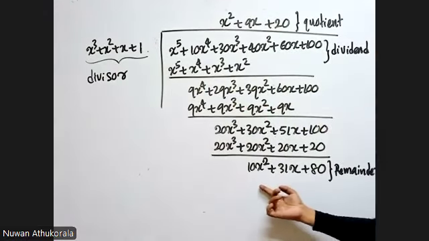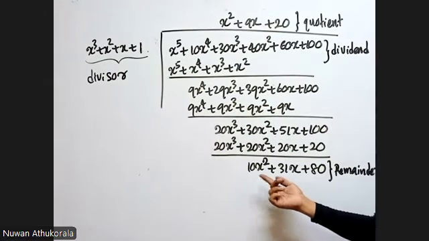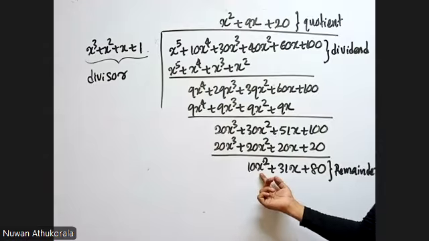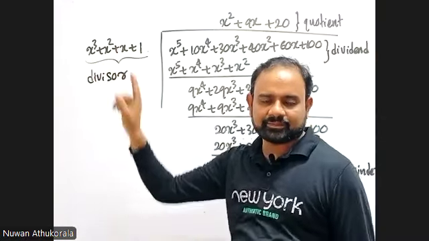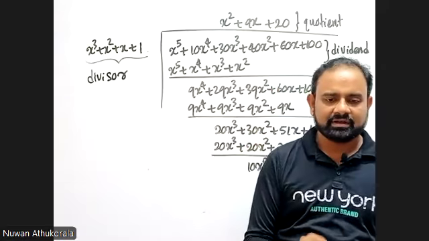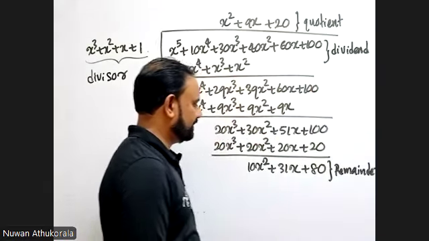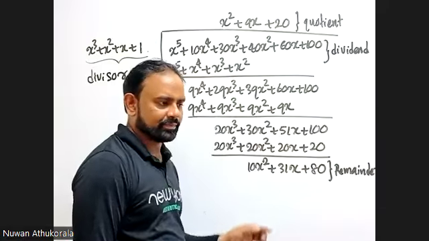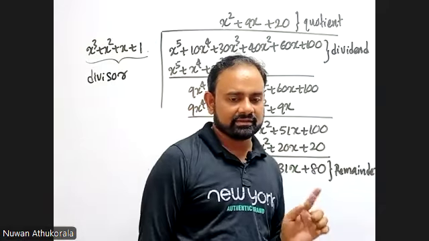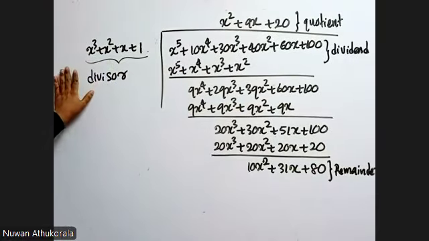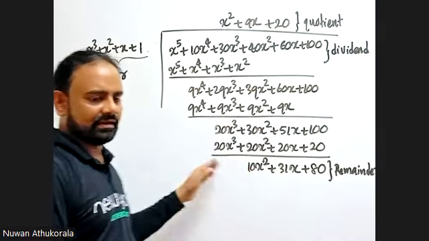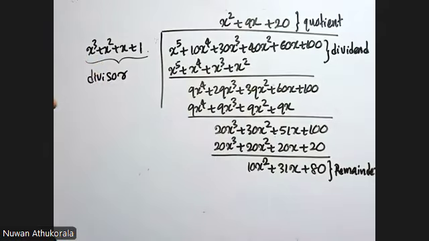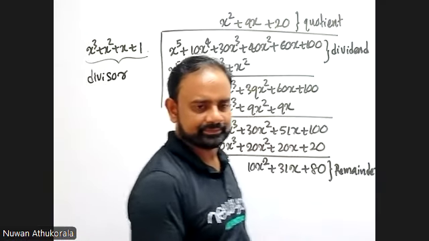Check the remainder. Degree of this remainder is 2. Degree of divisor is 3. Always degree of remainder is less than degree of divisor, right. Degree of remainder is less than degree of divisor.